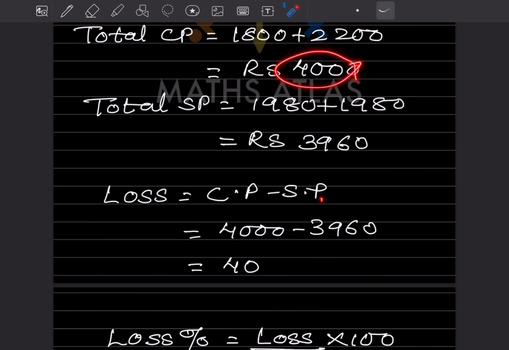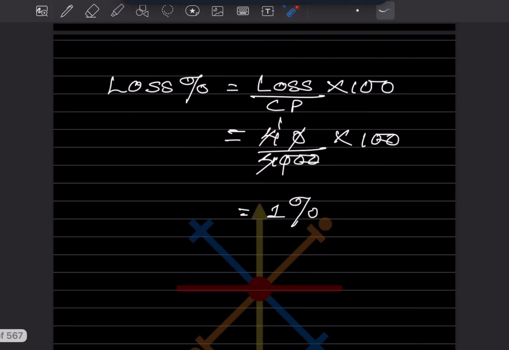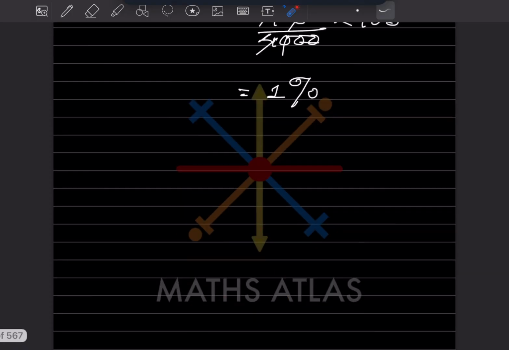So cost price minus this will be the loss, because cost price is more. So loss percentage is loss divided by CP into 100, 40 divided by 4000 into 100, that will be 1%.